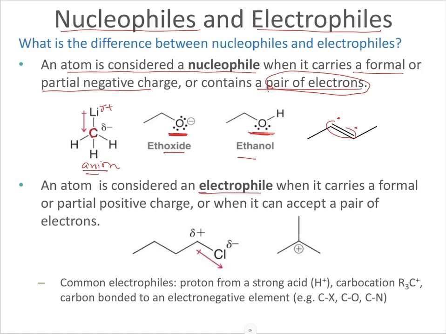For electrophiles, they will carry a formal positive charge or a partial positive charge, and they are deficient in electrons, so they should be able to accept a pair of electrons. Most of the ones that we are going to use are when we have a carbon connected to a more electronegative atom. So this more electronegative atom is withdrawing electrons from the carbon, making that carbon deficient. So it becomes an electrophile.